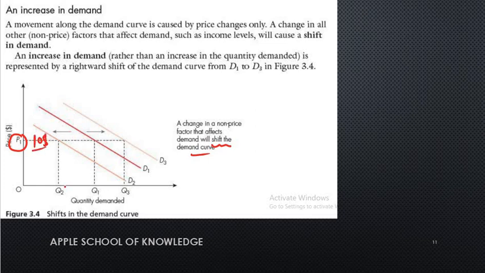The person was demanding, let's say, quantity one, and his income increases. So with income increasing, definitely they will spend more and purchase more products. So the demand will shift from here to here. And if the income of the customer decreases, then the demand will reduce to this one, and the curve will be shifted from Q1 to Q2. So this is the shift. So what is the nutshell? I will explain in the next.